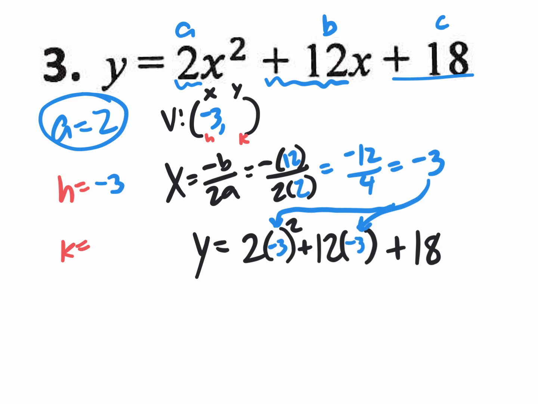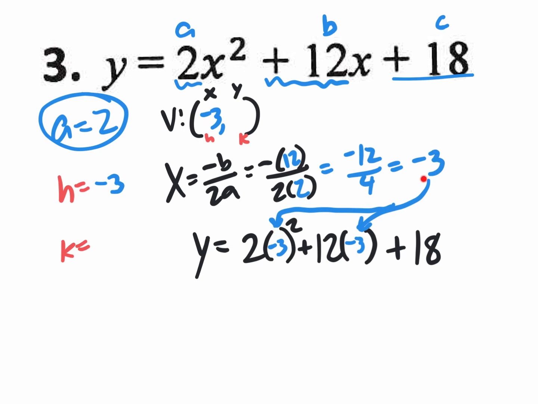So here is my work. So far, I've found the X value. I plugged in my B value of 12 over 2 times A value of 2. That's negative 12 over 4. That's negative 3. That is my X value, my vertex.